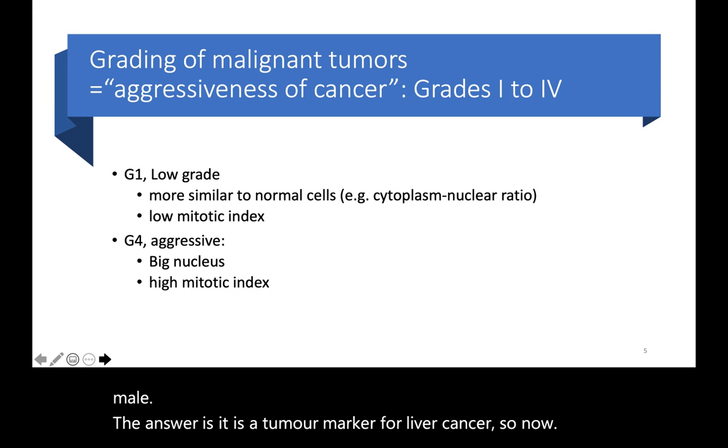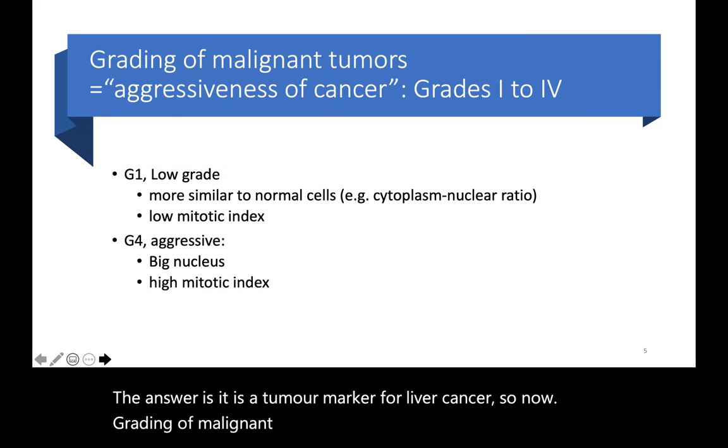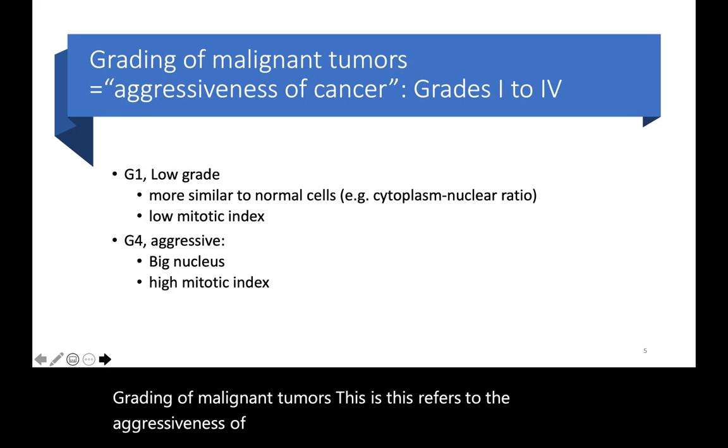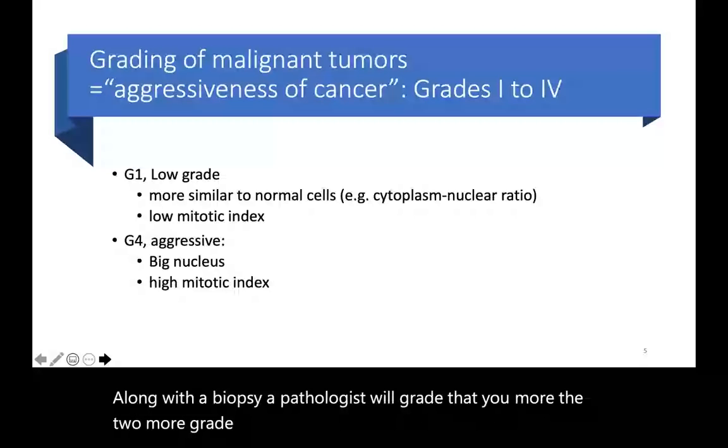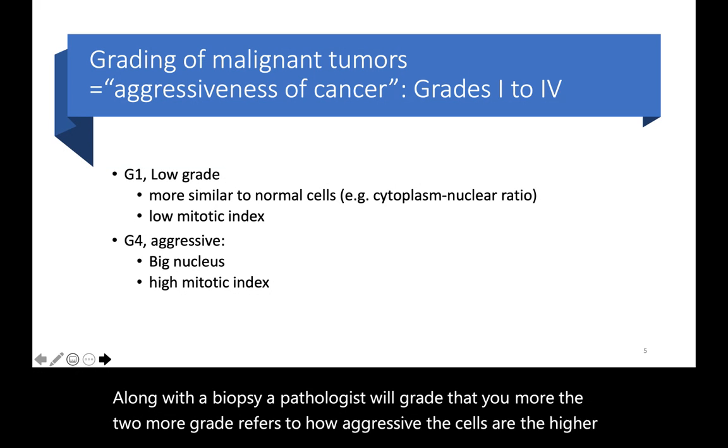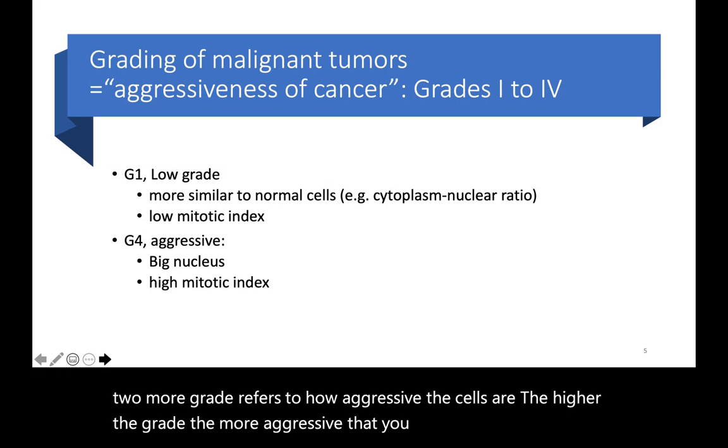Grading of malignant tumors. This refers to the aggressiveness of cancer. Along with a biopsy, a pathologist will grade the tumor. The tumor grade refers to how aggressive the cells are. The higher the grade, the more aggressive the tumor cells are.